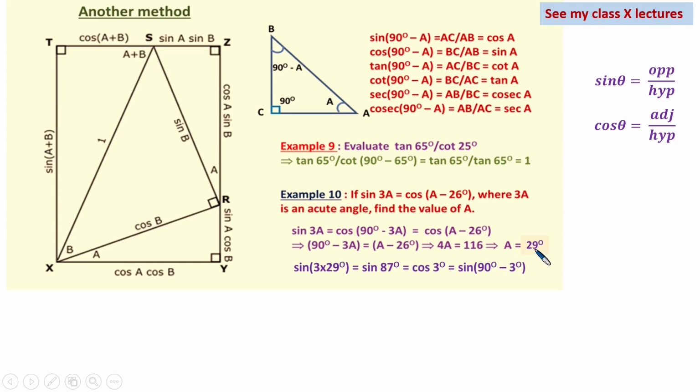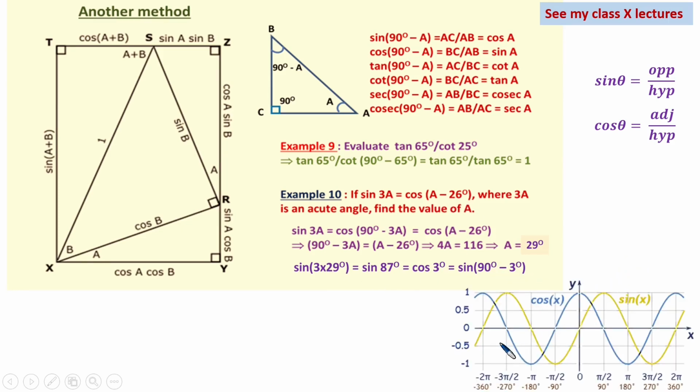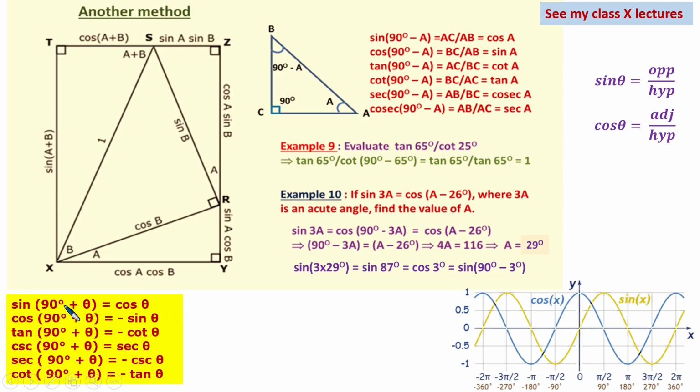So a is equal to 29 degrees. And here I have just substituted this to find whether this answer is correct. So pause and go through it. And here again, these are some of the identities.